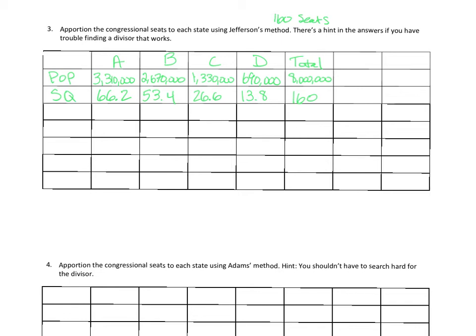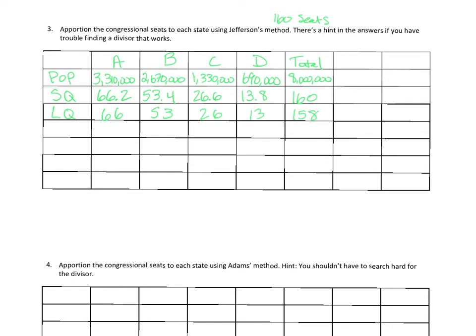You write down all the populations, you get the total, you get the standard quotas by dividing each population by the standard divisor, which was 50,000. So we have the standard quotas. Now Jefferson's method says round everything down to the lower quota. So we have 66, 53, 26, and 13, and that adds up to 158.